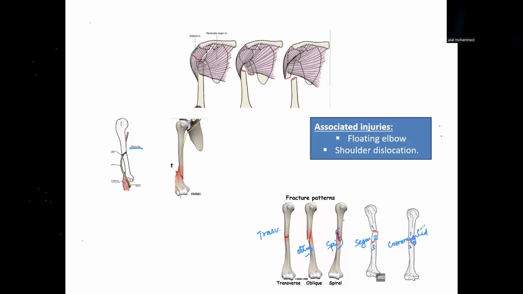So we can have a simple transverse fracture, oblique fracture, spiral fracture, segmental fracture, or a comminuted fracture. Depending on the amount of injury, the forces at the fracture site, and the orientation of the fracture line to the bone, we can have all these types of fracture.